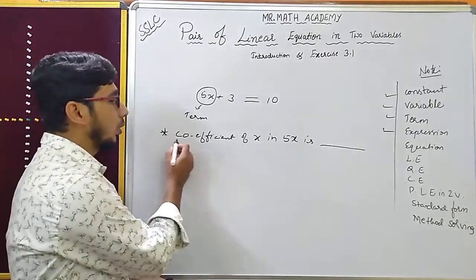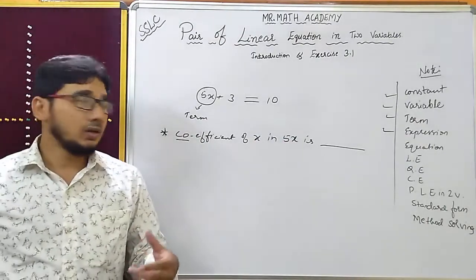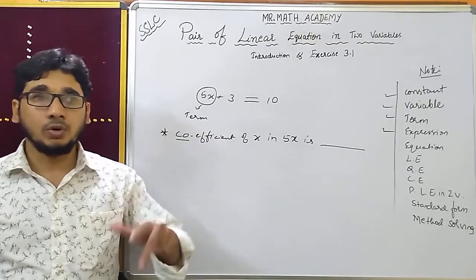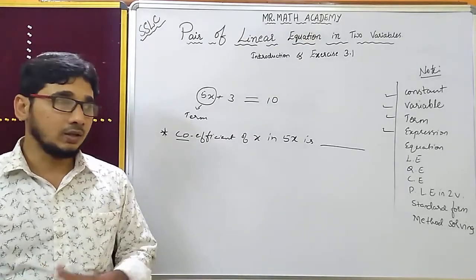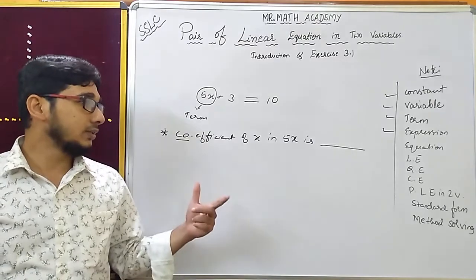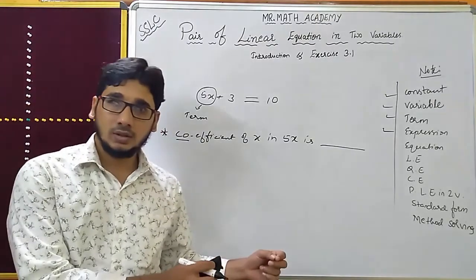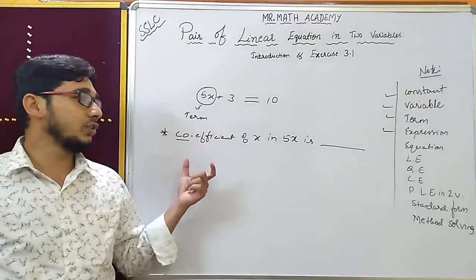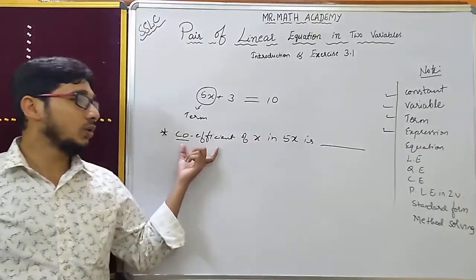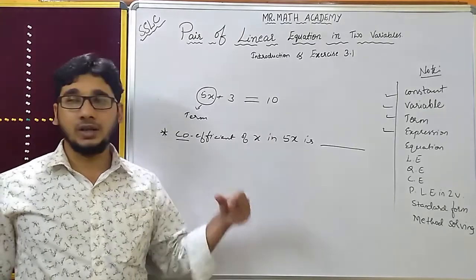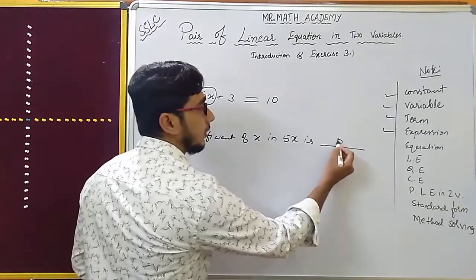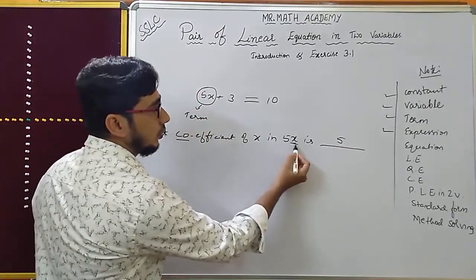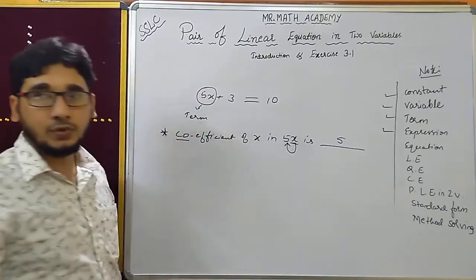Then what is this? Co means together. Okay, co-education, boys and girls together they are studying. Like this, next to us there is a relation, that is we call it as a coefficient. So for this one, coefficient of x in 5x is 5. See, here x is there, for this coefficient is 5.